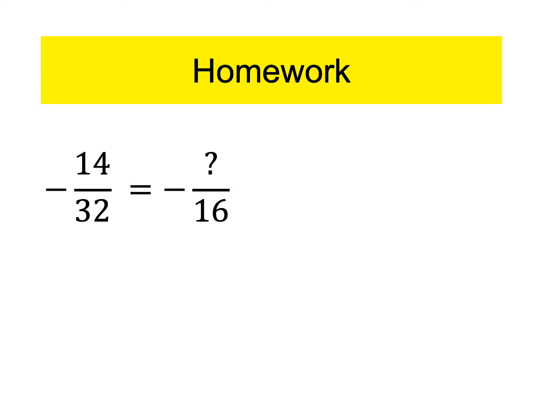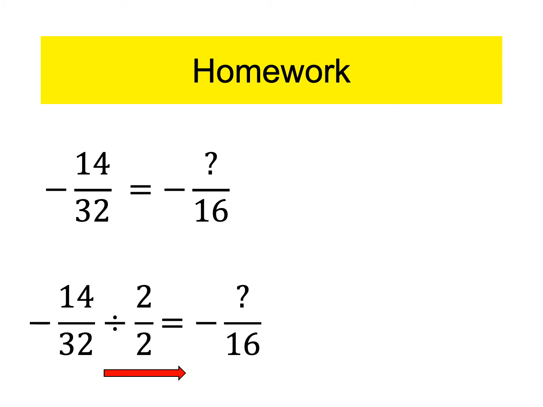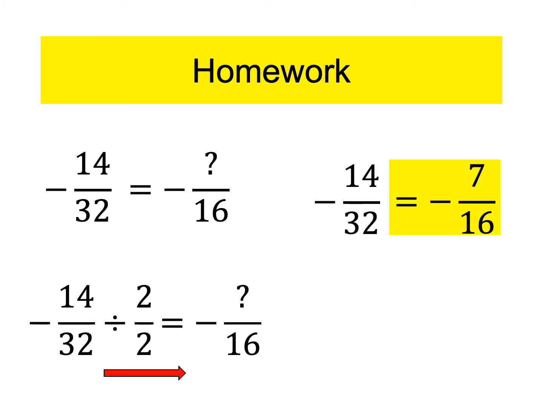And if you look at the bottom numbers there, the denominators, 32 and 16, well, we don't get from 32 to 16 by multiplication. We get there by division. So it looks like we're dividing 32 by what to get to 16? It'd be dividing by 2. So we're going to divide the top and bottom by 2. We're going left to right. Well, 32 divided by 2 is 16, and 14 divided by 2 would be 7. So the answer would be negative 7/16. I believe the book just wants you to write down for homework tonight what is the value for the question mark. So in that case, the answer would be 7.